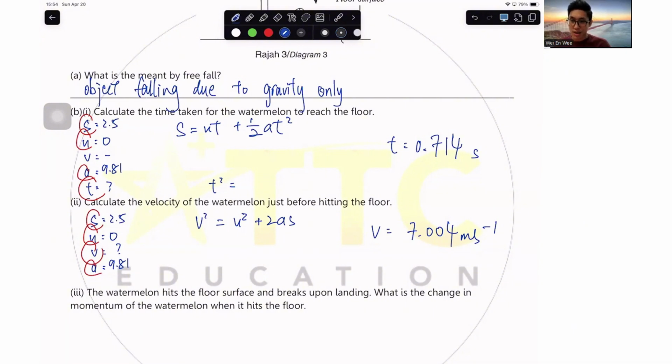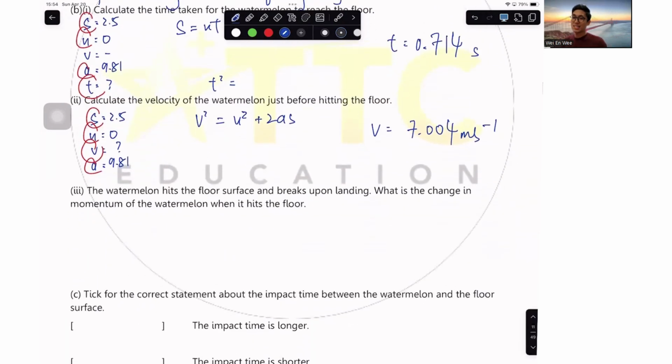Yeah, now, next. The watermelon hits the floor surface and breaks upon landing. What is the change in momentum of the watermelon when it hits the floor? Okay, I told you, for the momentum formula, they never give you any extra formula. They only give you momentum is mass times velocity. You want to find the change.